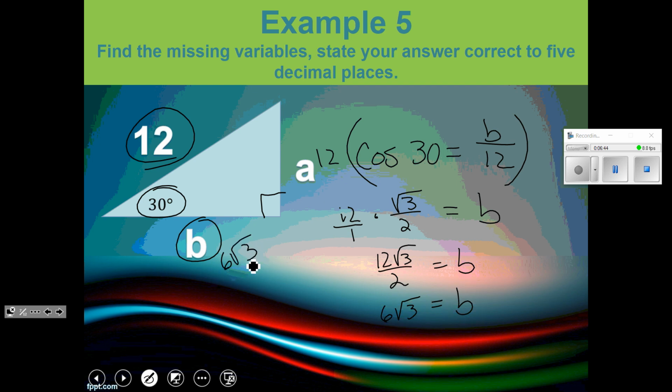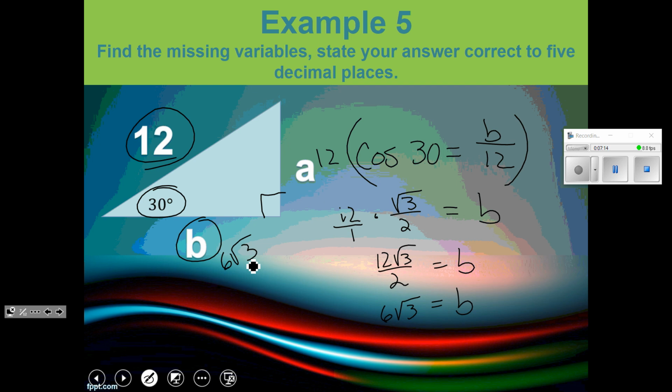Now that doesn't look like what we got yesterday. We got 10.93 something. Why is it the same thing, Julie? What did you do? So multiply 6 times the square root of 3, it's the same thing. Do you understand that? So put that in your calculator. 6 times square root of 3. What do you get? You get 10.39, whatever that decimal was.